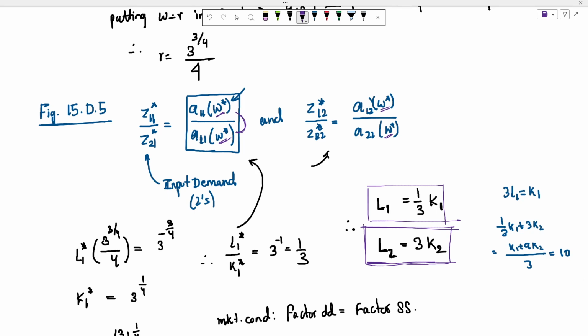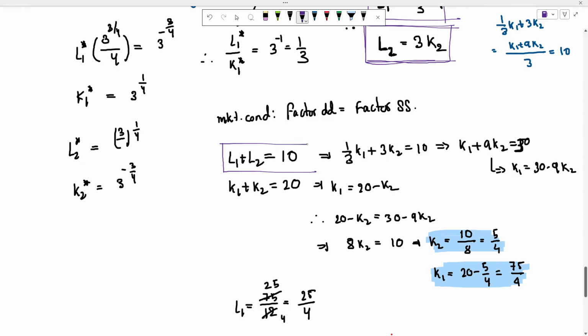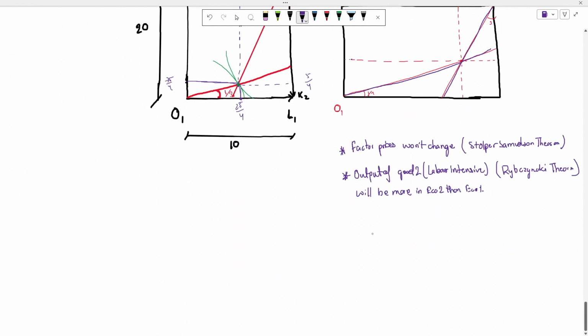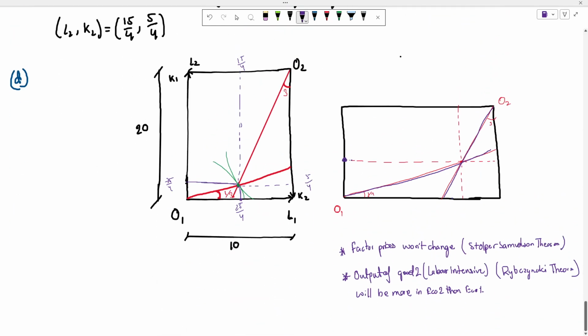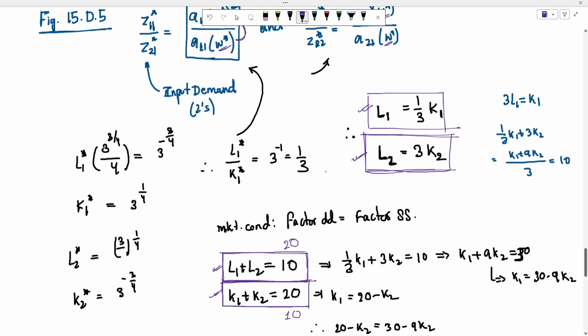So ultimately, what is changing? In economy 1, L1 plus L2 was 10. In economy 2, this is changing to be 20 and this is changing to be 10. So these two equations are going to stay the same and these two equations would change, and then we'll need to solve. Then we are going to get the factor use, and then we can comment on it. So recompute factor use.